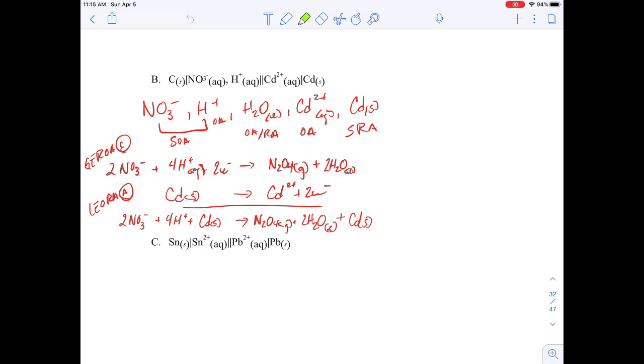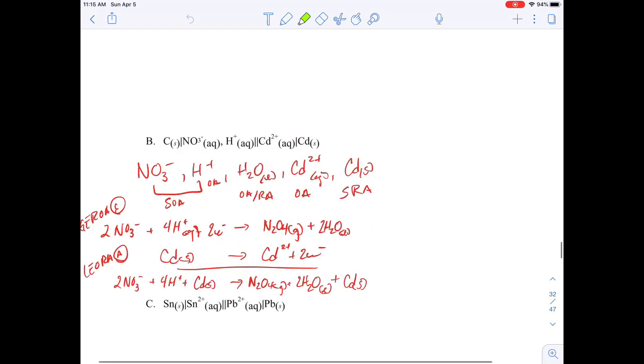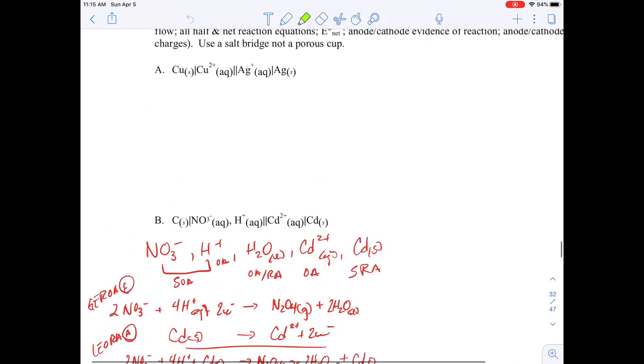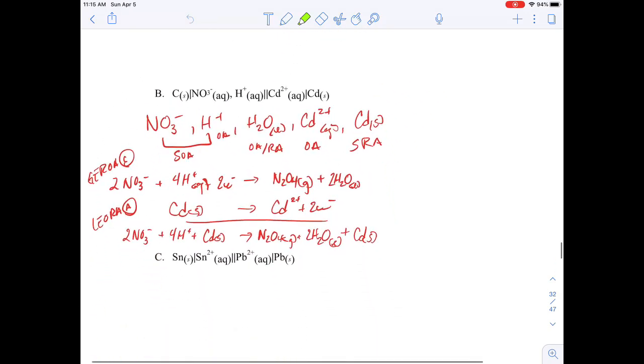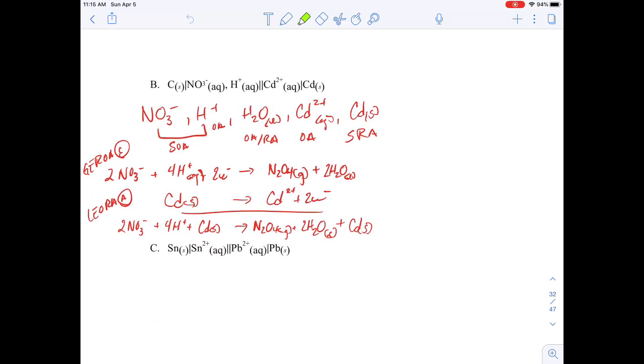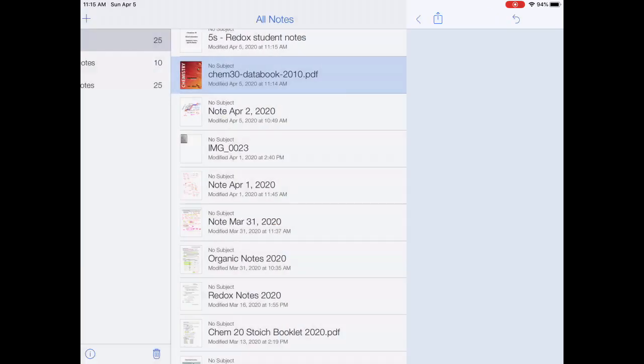In this video we're going to do question B, where we're drawing complete diagrams of voltaic cells and calculating their voltage and all of that goodness. So here in our cell we've got carbon as an electrode, cadmium as an electrode, and then I've got nitric acid and cadmium ion.